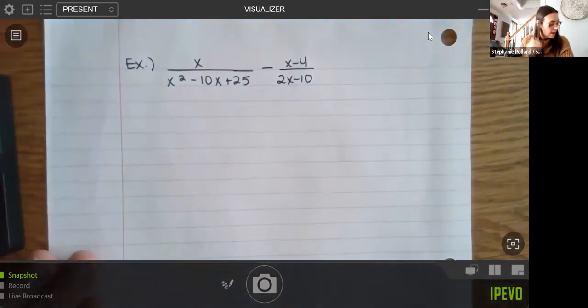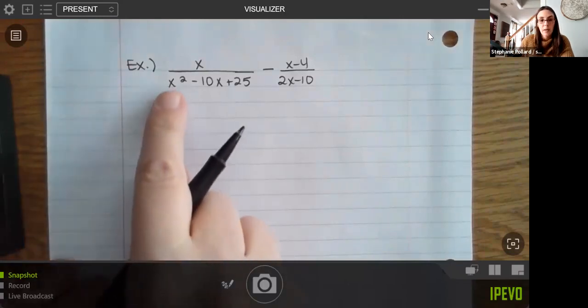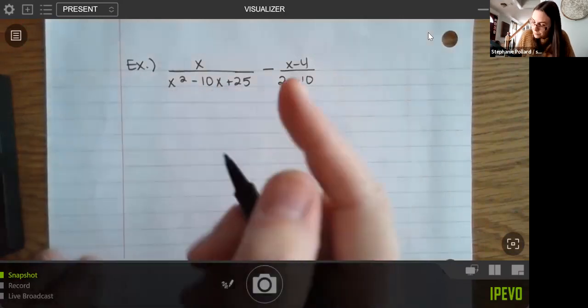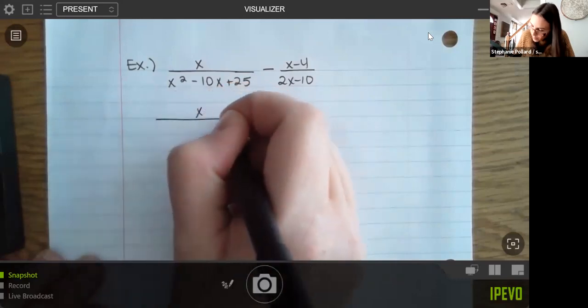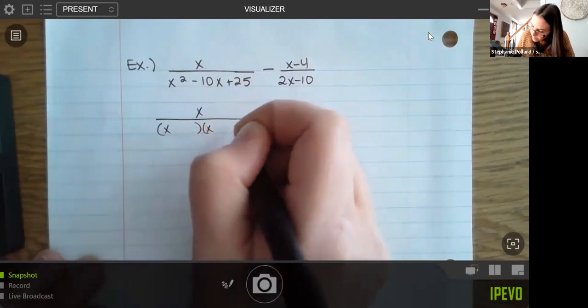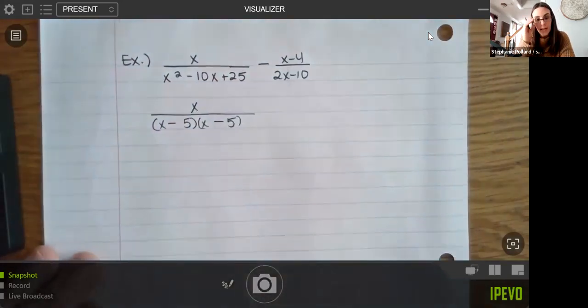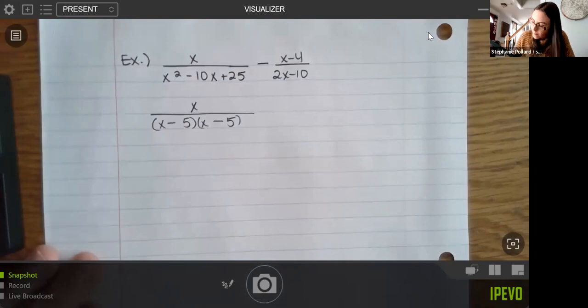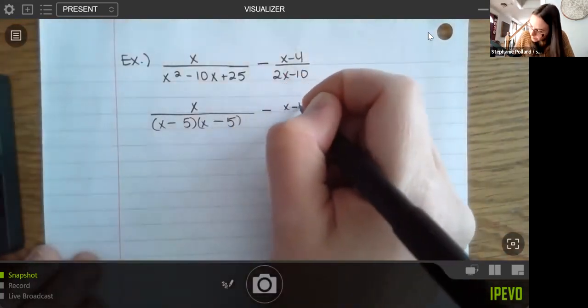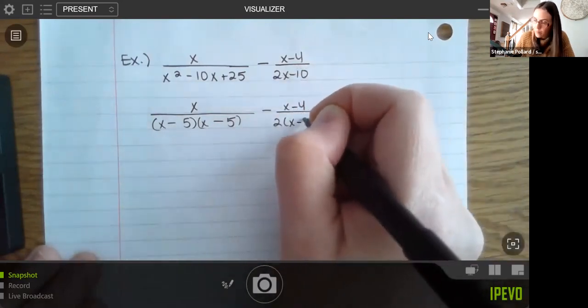Okay, so here I have a subtraction problem. And again, if you see adding or subtracting, you need common denominators. Here, my denominators are much more complicated. I can't just really see the factors, particularly in this first one, so I am going to have to factor here. My first part is going to factor as x minus 5, x minus 5. And then here I can take a 2 out, and then I have 2 times x minus 5.